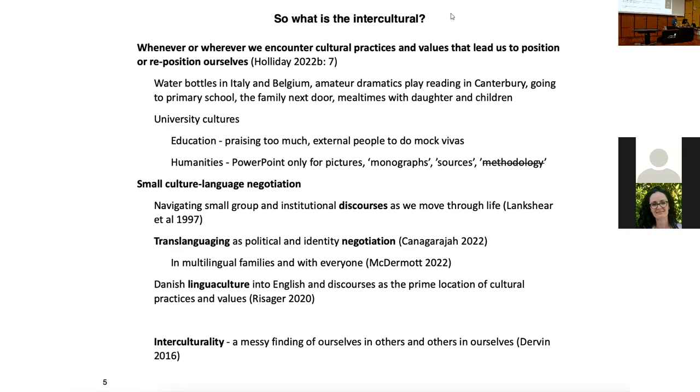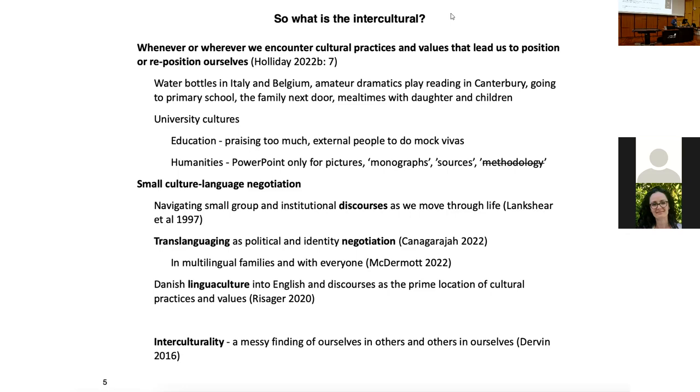Kanagaraja talks about translanguaging as political and identity negotiation. This is what he and his family members did with other languages in the community. English was always there, and they had to deal with that, and they had to get it right, and there was a power issue there.